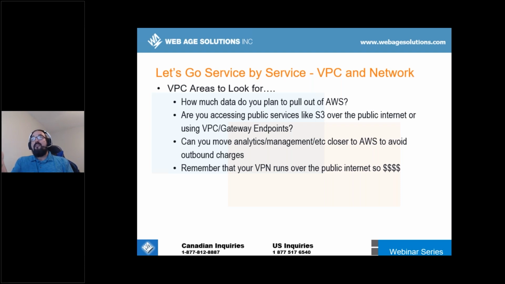Also remember that that VPN that you set up actually runs over the public internet. So as you push data across it, you're pulling data out, which means you're paying an outbound charge. So just something to keep in mind is that everything you pull out of AWS will cost you something.